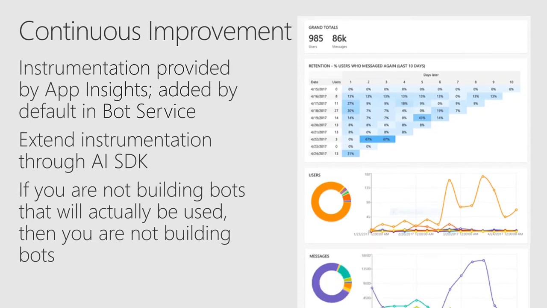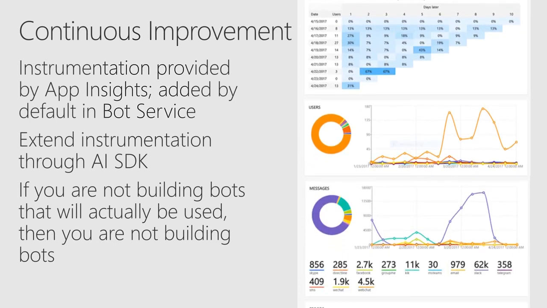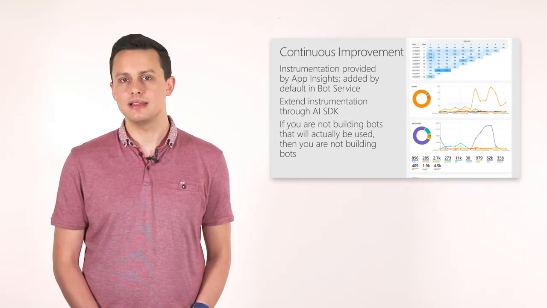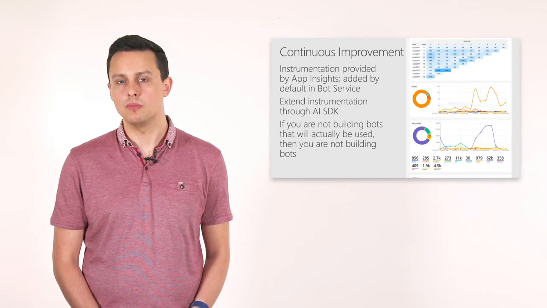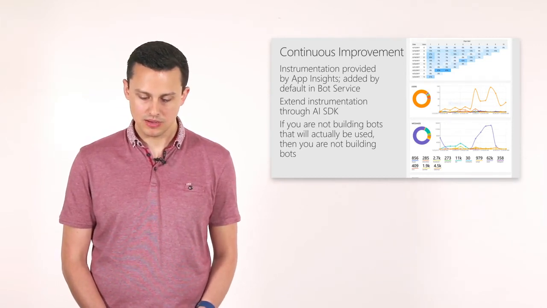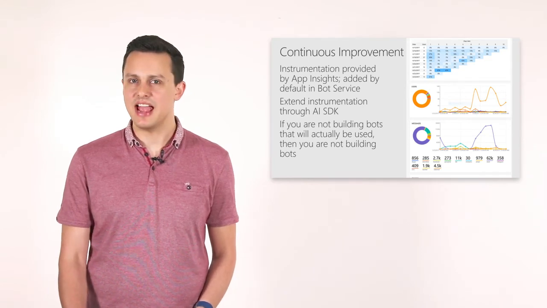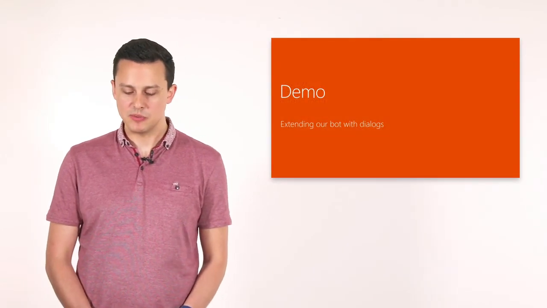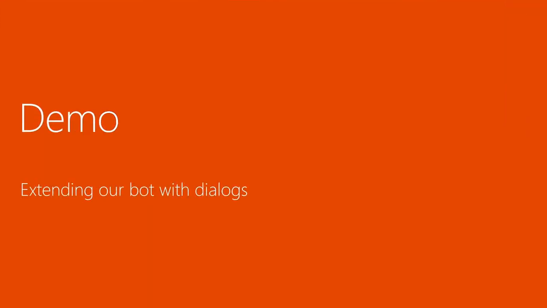One of the more recent additions to the Azure Bot service is a tight integration with the Azure App Insights service. This by default gets provisioned as part of your bot service and wired up. And it gives you immediate insight into who is using your bot and how they're interacting with it. Let's have a look at this in action by switching to the demo machine and showing you how to use some of the technologies that we've just discussed.